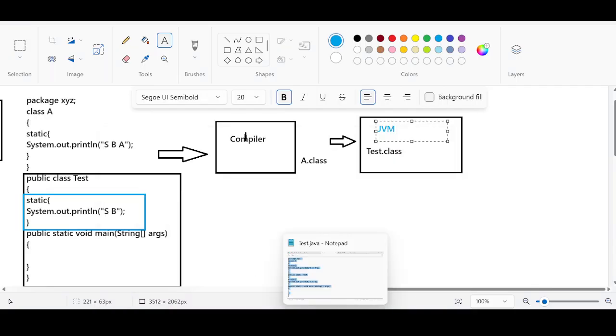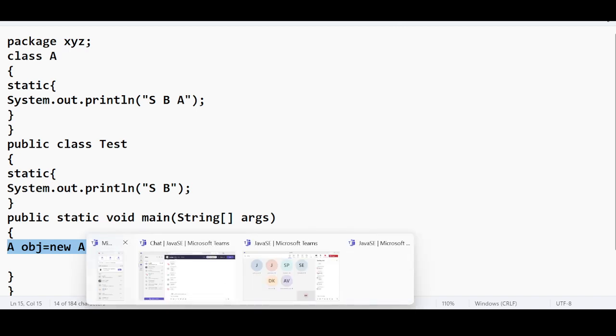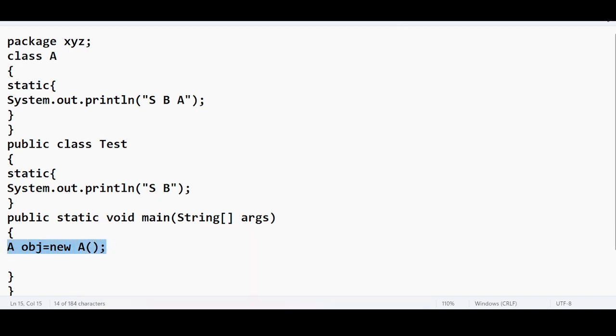Okay, if I want to load class A, here in the main method I can place A obj = new A. If I run this code, now what output is appropriate? Now you answer me, what kind of output can we expect in the console? I am creating an object for class A. Now think and answer me.